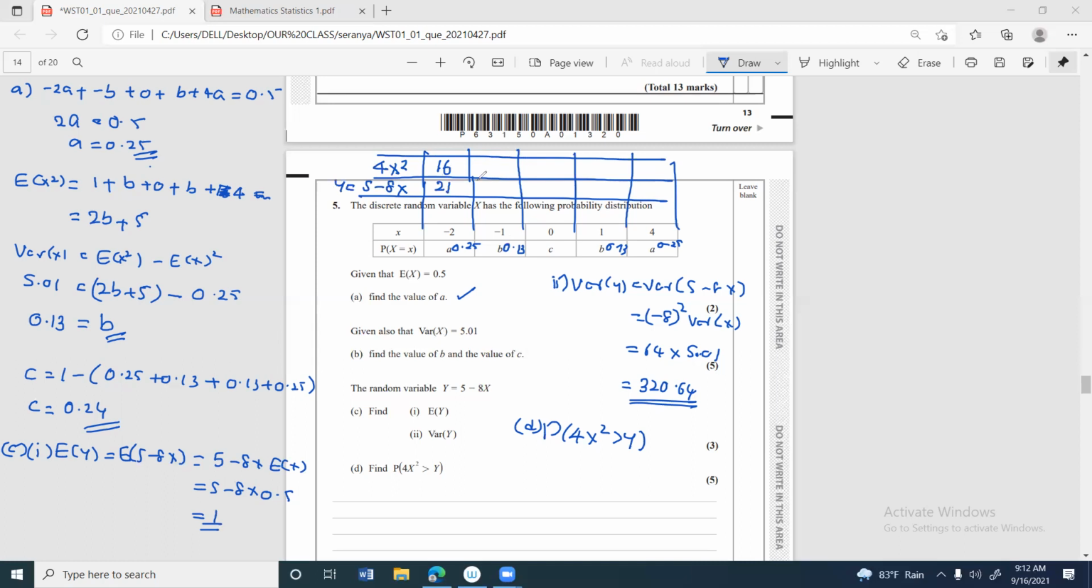Right. If it is minus 1, 4 into minus 1 squared is 4. If I put minus 1 over here, 5 minus 8 times minus 1 is 13. If it is 0, this turns out to 0, and if x is 0, y should turn out to 5. Then if it is 1, 4 into 1 squared is 4. If it is 1, 5 minus 8 is minus 3. If it is 4, 64, and the other one is 5 minus 32, minus 27 is the answer for this.